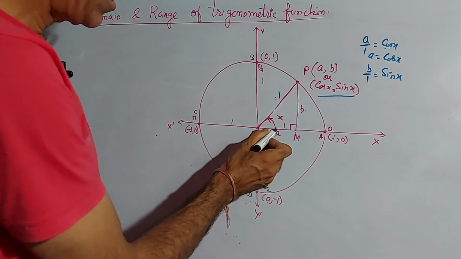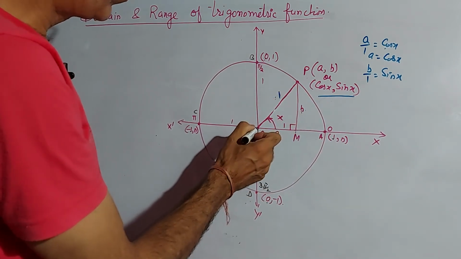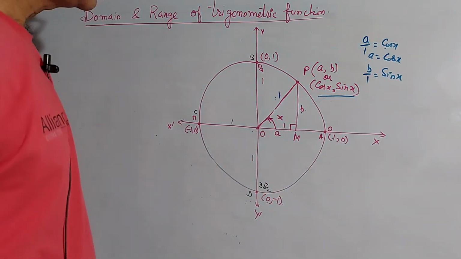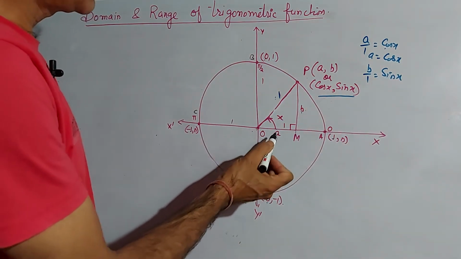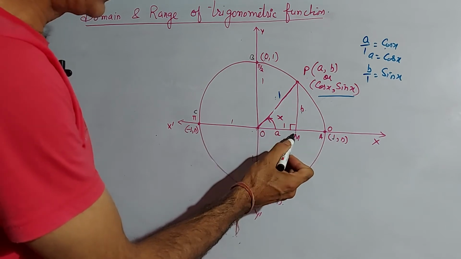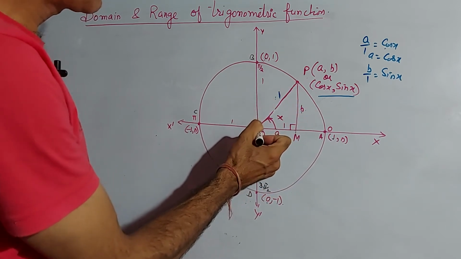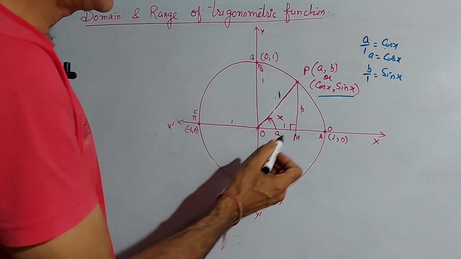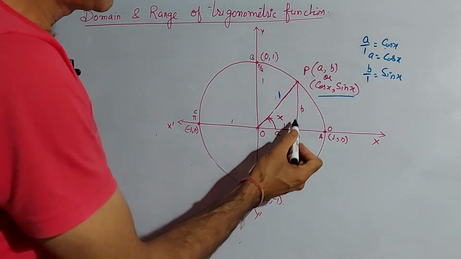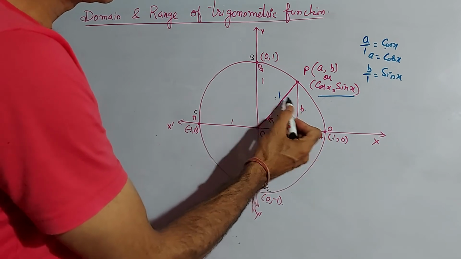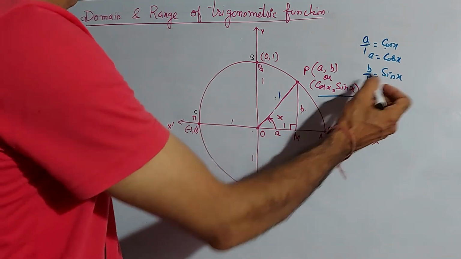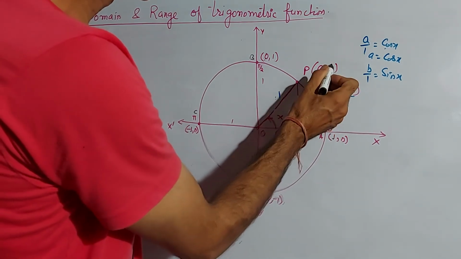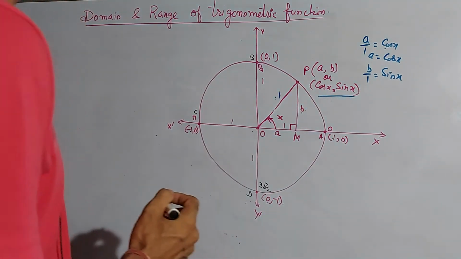Now let X be the angle made by OP with the OX in the anti-clockwise direction. Therefore, OM is the base and this OP is the radius 1. So A upon 1 is cos X and B upon 1, perpendicular upon hypotenuse, is sin X. So the value of A is cos X, the value of B is sin X.